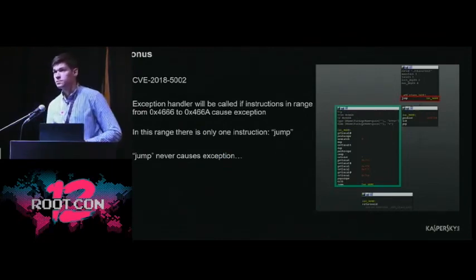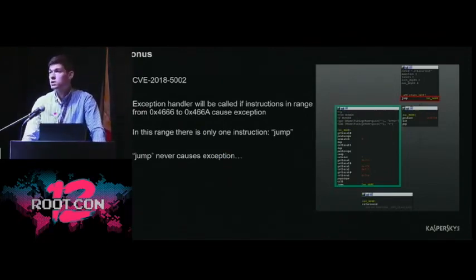And here is the bonus part. The vulnerability that we were talking about before was found in 2017, and this year another vulnerability was found that is also related to bypassing the authentication handler. And here you can see the function that triggers this vulnerability. In this case, the exception handler will be called if any instruction in the defined range causes an exception. But in this range, there is only a jump instruction, and this instruction never causes any exceptions.